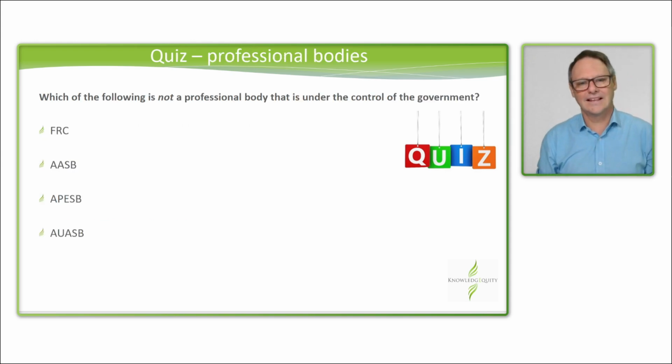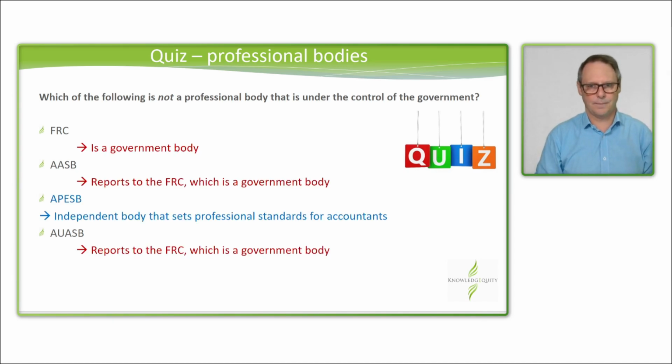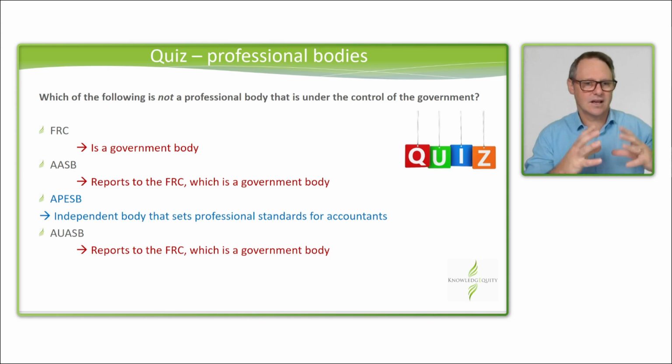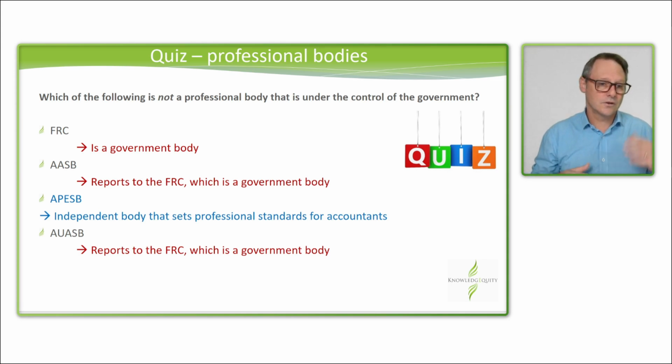Which of the following is not a professional body under the control of the government? What I'm trying to do here is make sure, have you watched these videos carefully? Have you read the study guide carefully? Are you very sure about your detail? It's an open book exam and you can get asked questions on any topic. So the FRC is a government body and it controls the AASB and the AUASB. And you would have seen that in that short video.